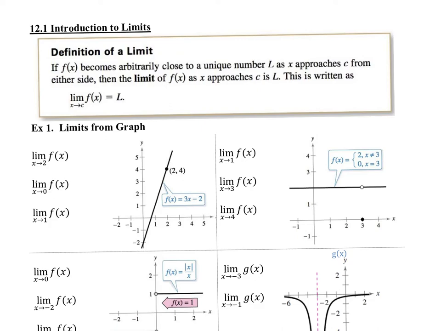Okay, we're going to start with the definition of a limit. The definition of a limit: if f of x becomes arbitrarily close to a unique number L as x approaches c from either side, then the limit of f of x as x approaches c is L. This is written as the limit as x approaches c of f of x equals L.